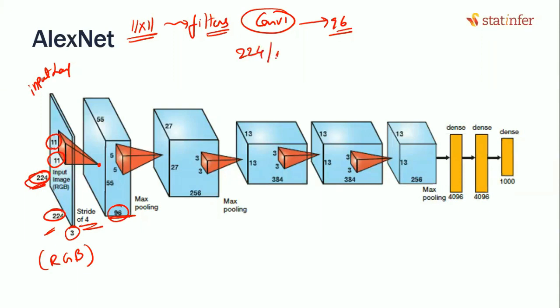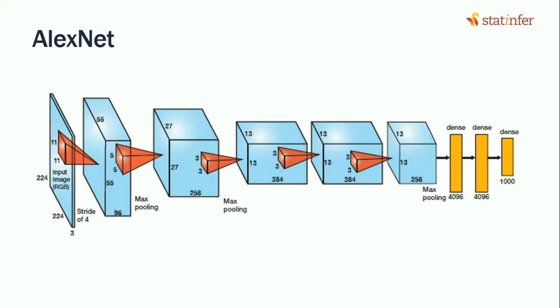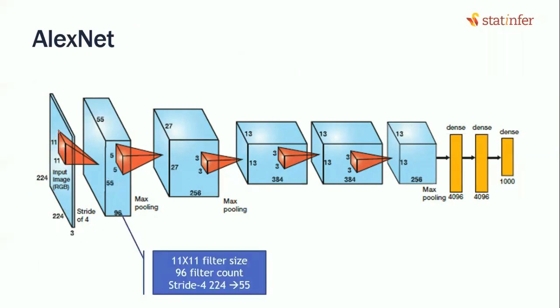With the input image size of 224 and stride 4, the resultant image shape is roughly around 55 or 54. Let me explain once again. 11 by 11 is the filter size. How many filters? 96. Stride 4. That is the reason why 224 has become 55. That is at the first convolution layer.